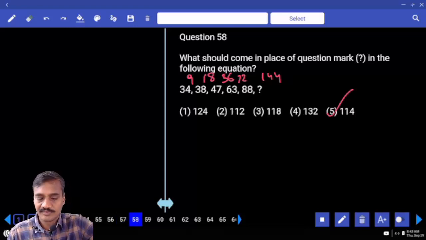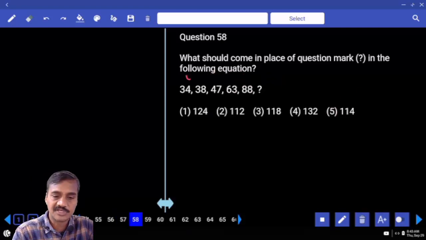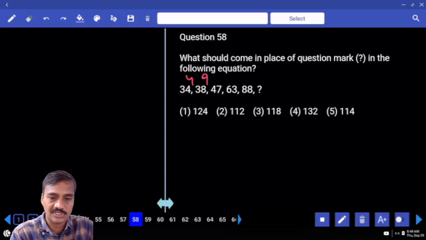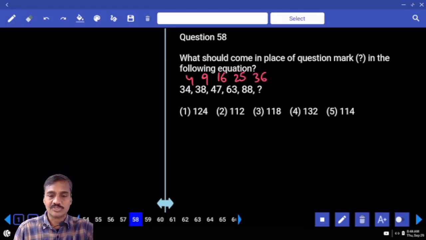Then 58. Now 34 and 38 difference is how much? 4. And 38 and 47 difference is 9. 47 and 63 difference 16. And 2 square, 3 square, 4 square, 5 square. Next one is 6 square. Now 6 square, 8 plus 6 is 4. And 1 plus 9 plus 3, 2. Hence 124, choice 158.